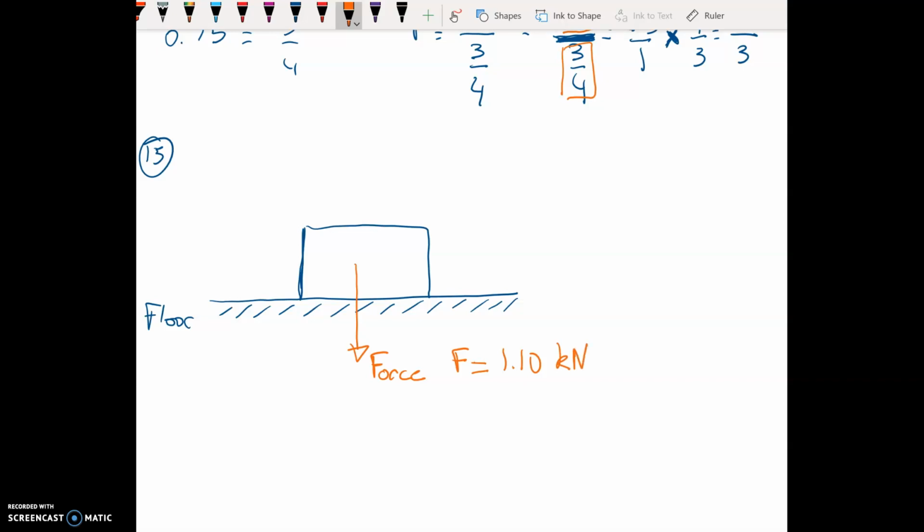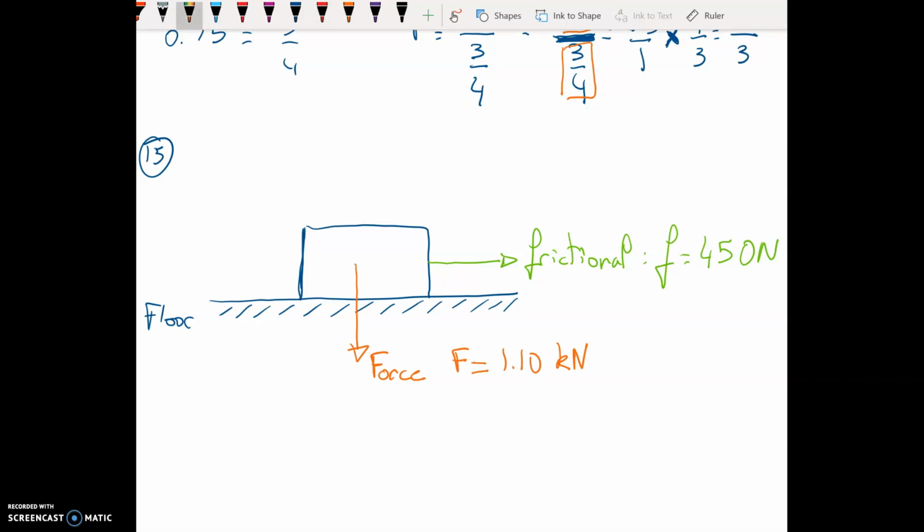On the other hand, they are talking to you about a frictional force, which is going to be this force. For the frictional force, I'm going to use lowercase f, and they are telling you that this force is 450 Newton.